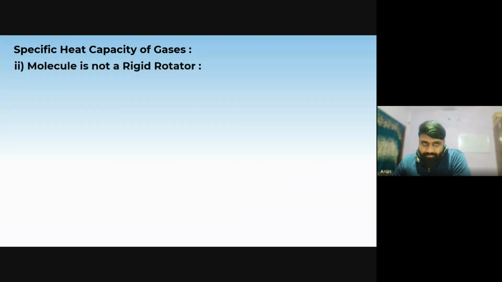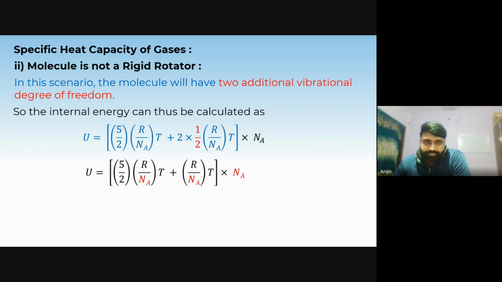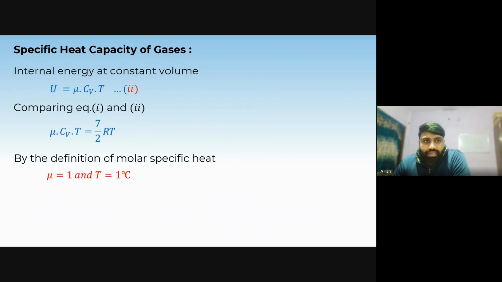Now, when the molecule is not a rigid rotator, which means now the degrees of freedom will become 7, the energy is 7 by 2 into RT. So you again calculate Cv, which is 7 by 2. Only plus 2 you have to do.